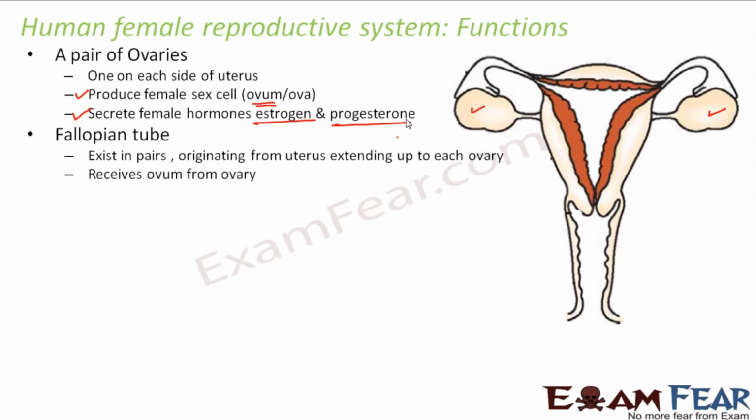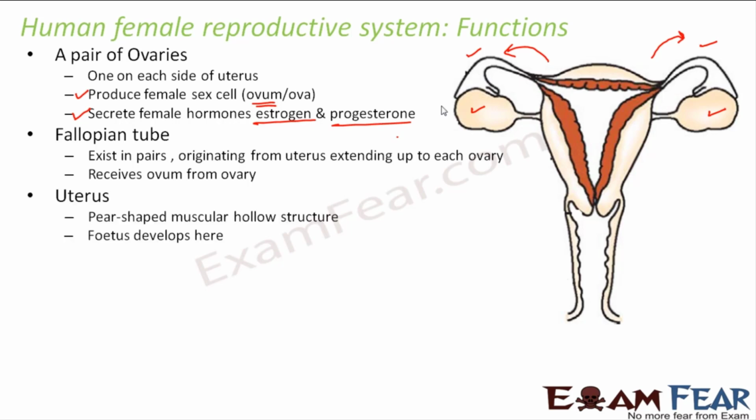Next is the fallopian tube. The fallopian tube is also known as the oviduct. It exists in pairs. There is one fallopian tube here, another one here. They originate from the uterus and extend up to each ovary. So from the uterus, one fallopian tube goes this side, the other goes this side, connecting the ovaries. So what is the purpose of the fallopian tube? They receive the ovum from the ovary. The ovary produces the ovum, and the fallopian tube takes the ovum out from the ovary. So that is its function. That is why you see that the terminal part of the fallopian tube, this portion, is funnel shaped with finger-like projections.